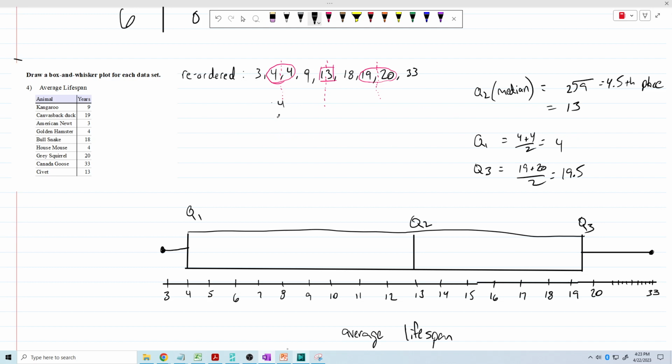And you label that as Q1. And this is Q2. So that's what I've done here. 4. Just drew a straight line vertical, Q1, just like with the median, straight line vertical, 13, Q2.